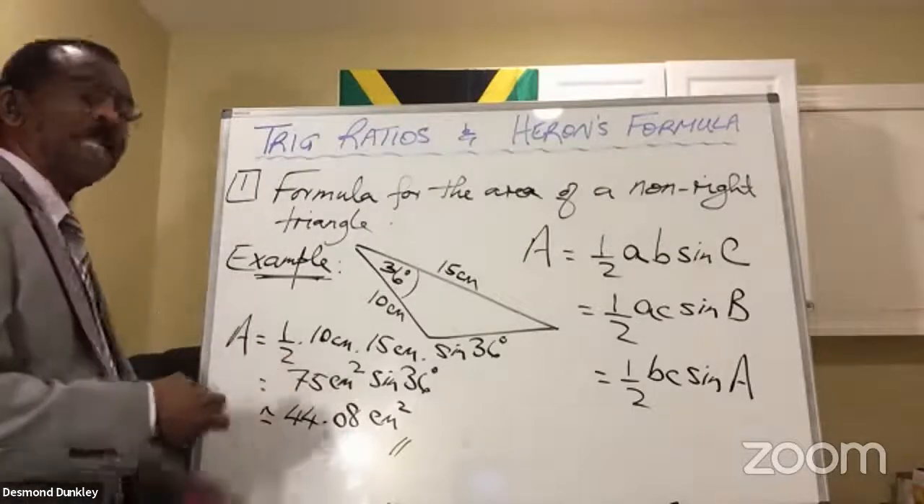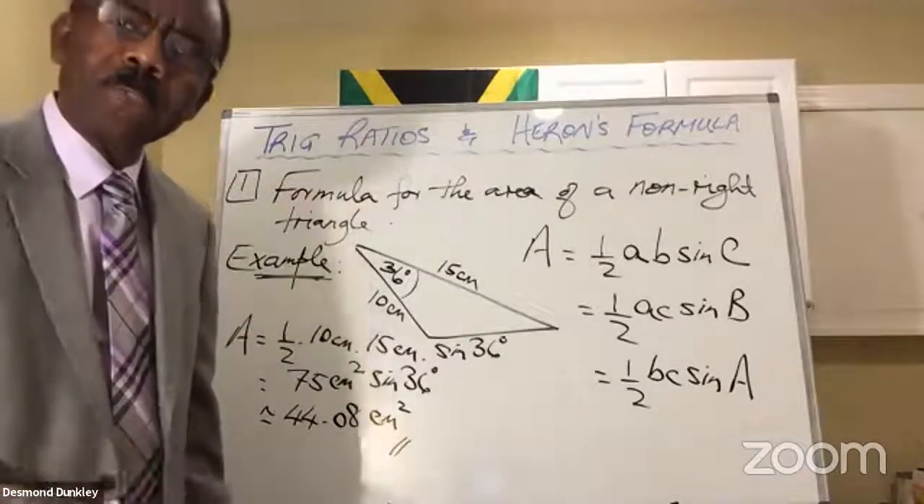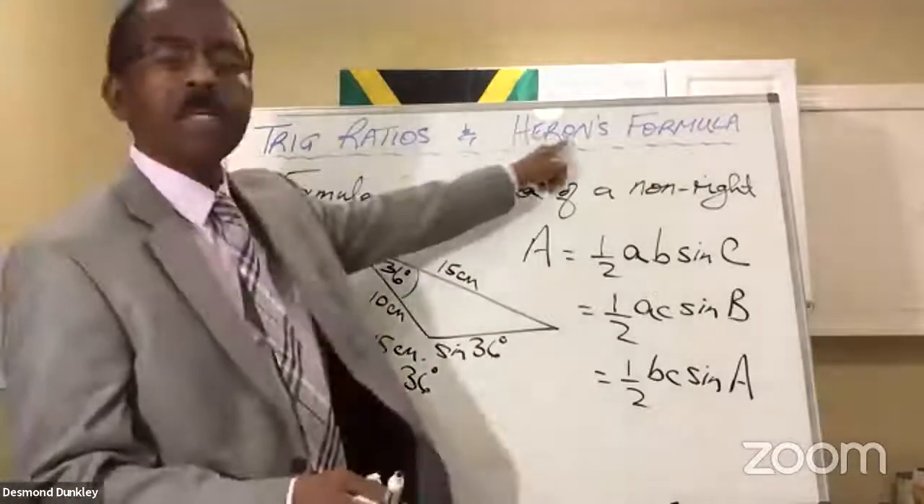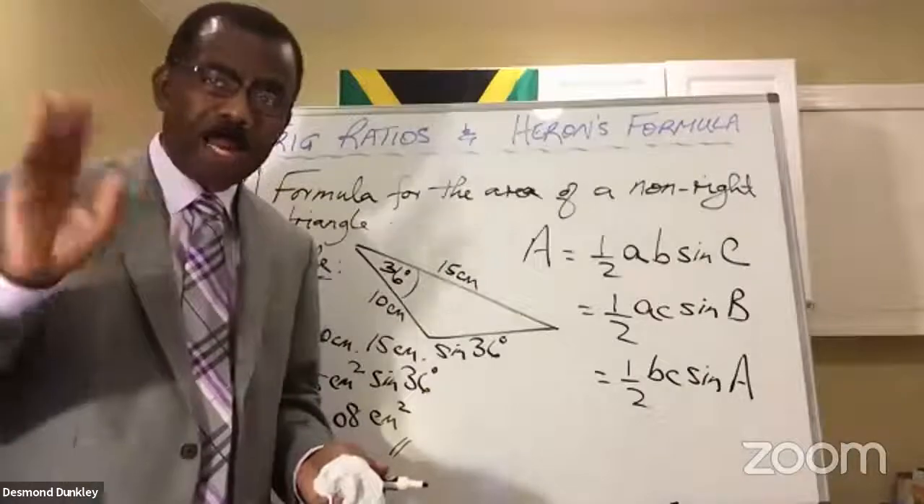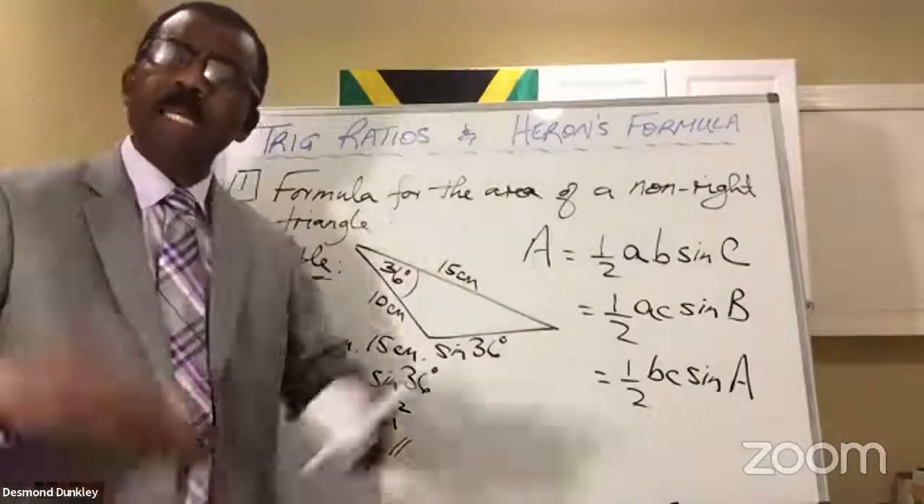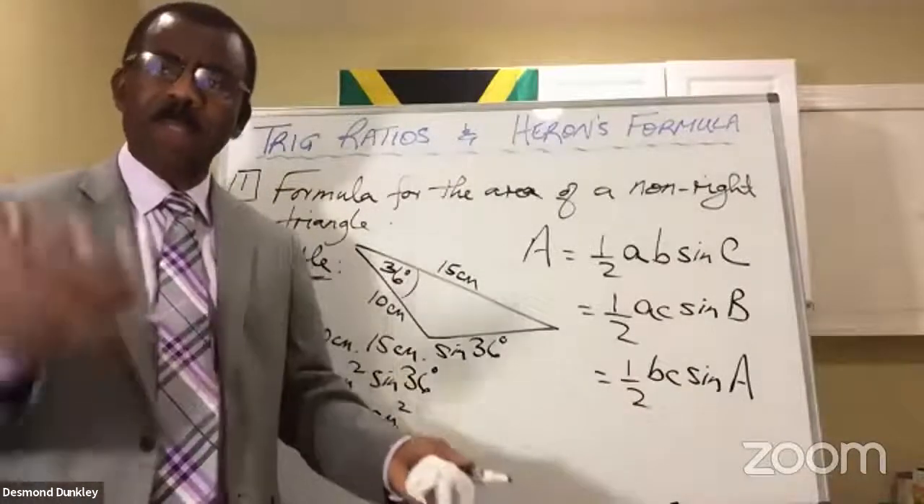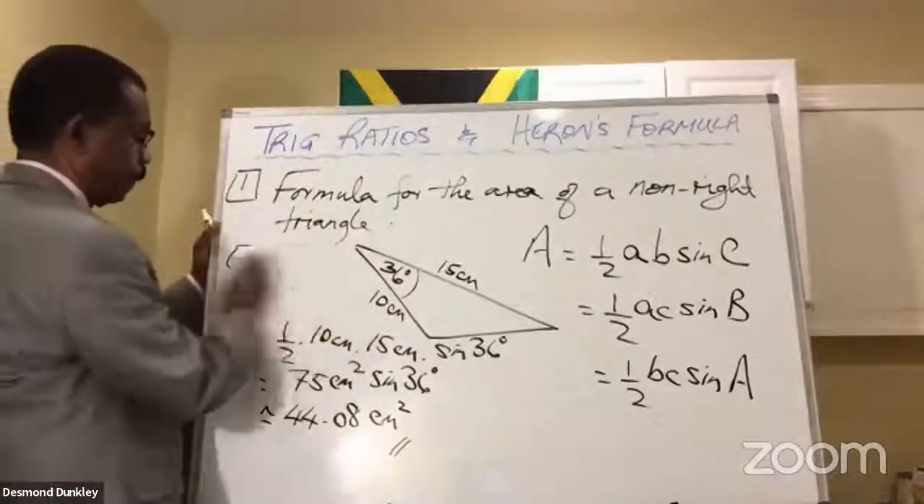Let's do the next formula now that we want to go into, called Heron's formula. That's the case where you're given three sides, no angles, you're given three sides, and you want to find the area. This is how you do it.